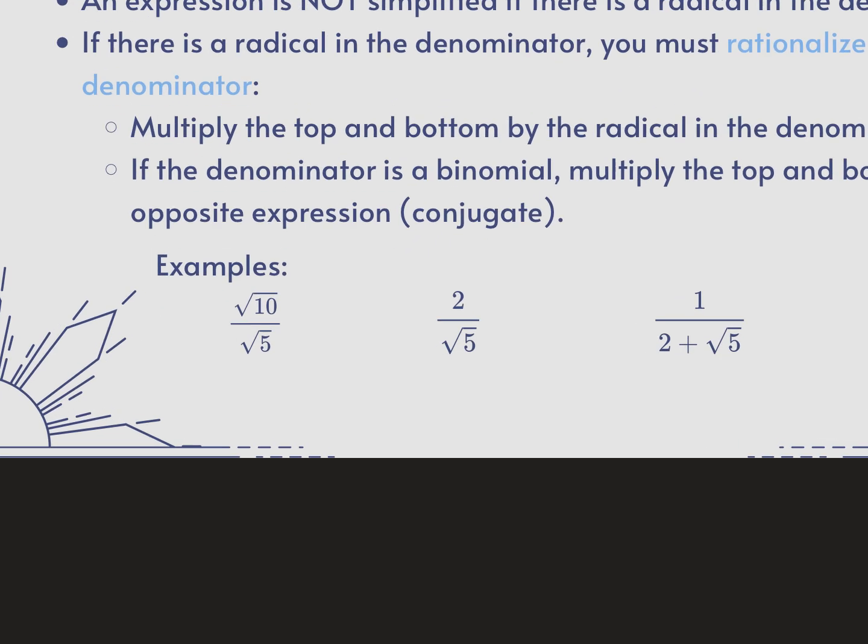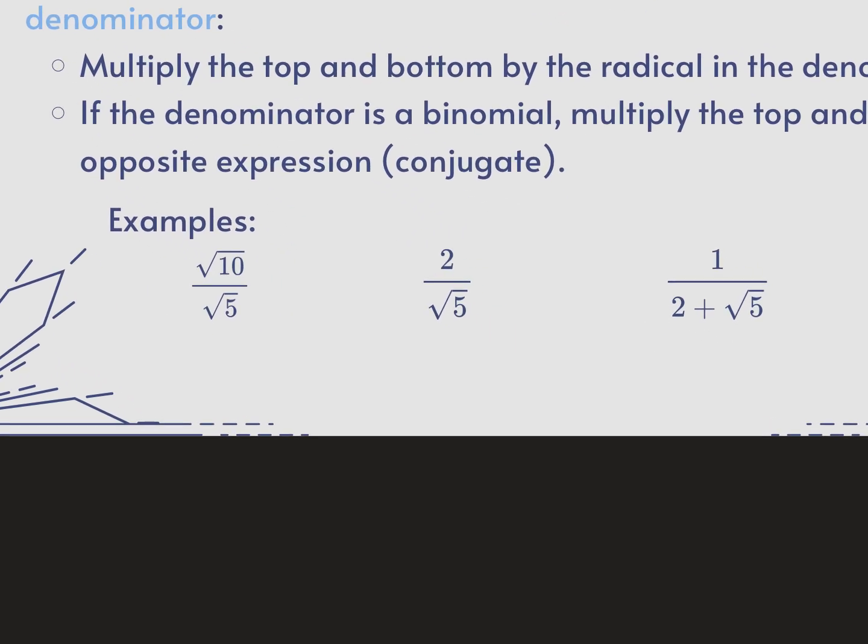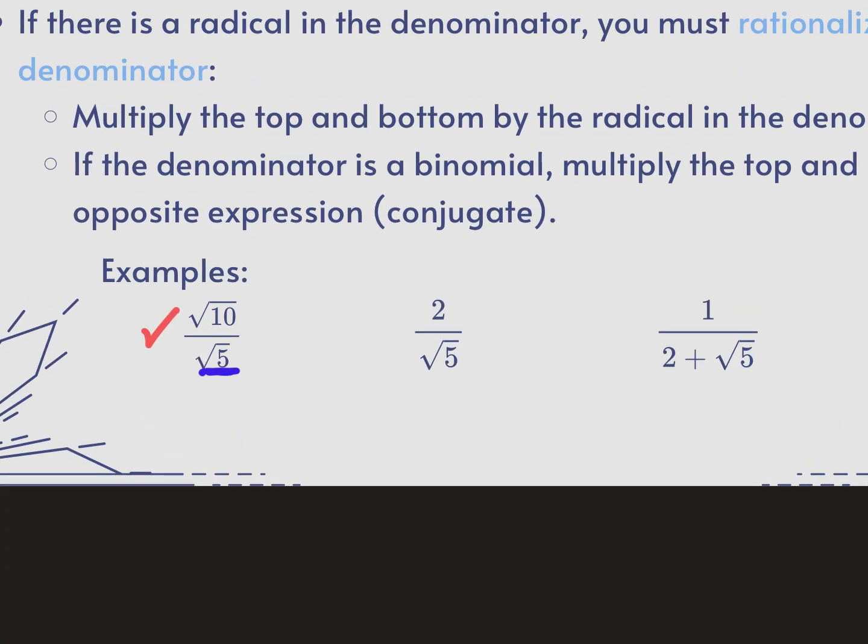All right, does anybody know what the problem is with this problem right here? Why is that not simplified? Why is that not okay? There's a radical in the bottom. You're not allowed to have a radical in the denominator, ever. So what you were taught in Algebra 1, and if you don't remember it, we're going to relearn it. How do we get rid of this radical? We're going to multiply. It's called rationalizing. You're going to rationalize. You're going to multiply the top and the bottom by the square root.